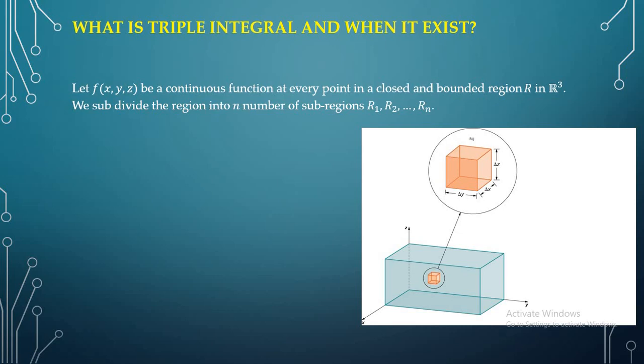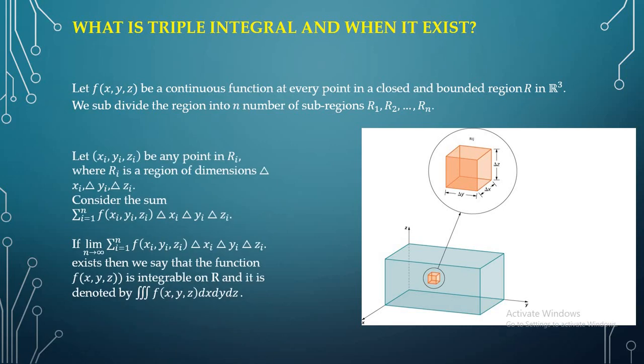So what we will do, we'll subdivide this region R, this cube R, into some smaller subregions, say R1, R2 up to Rn. We have shown a subregion Ri with dimensions delta xi, delta yi and delta zi. So what do we have to do next? From this red cube, take a point (xi, yi, zi).